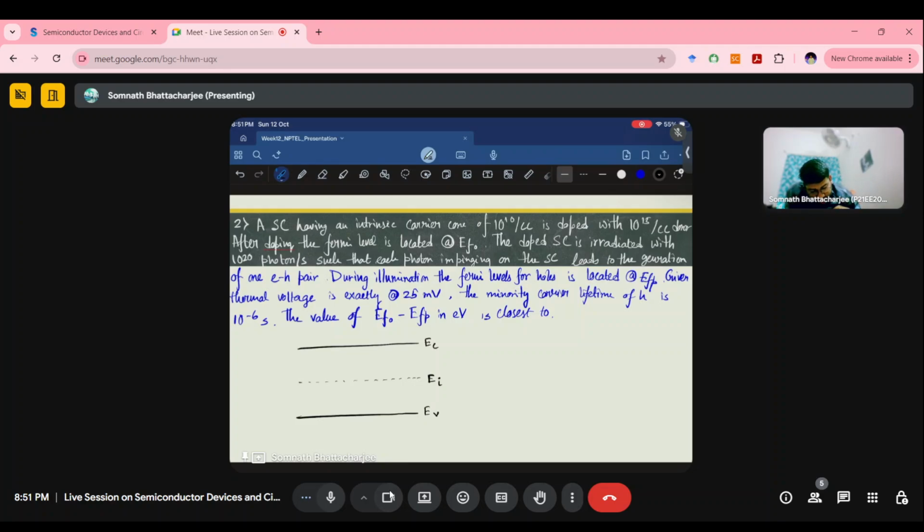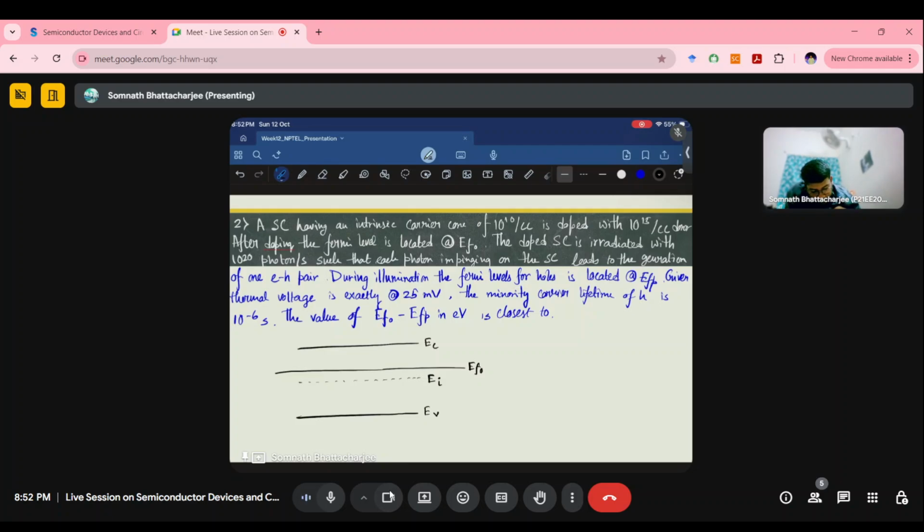Now what they have done is that it has been doped. A semiconductor having an intrinsic concentration of 10 to the power 10. So let's have it like this. The Fermi level has shifted from EI to EF naught. Okay, so this has been shifted to EF naught.